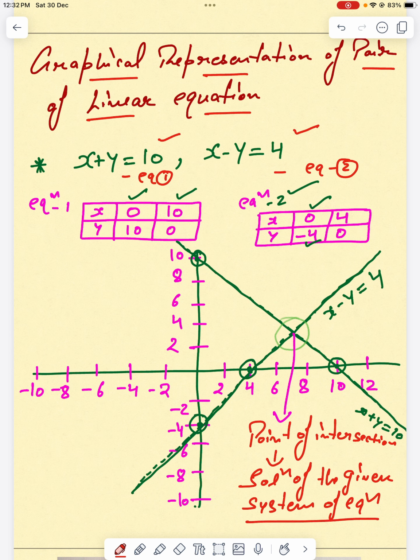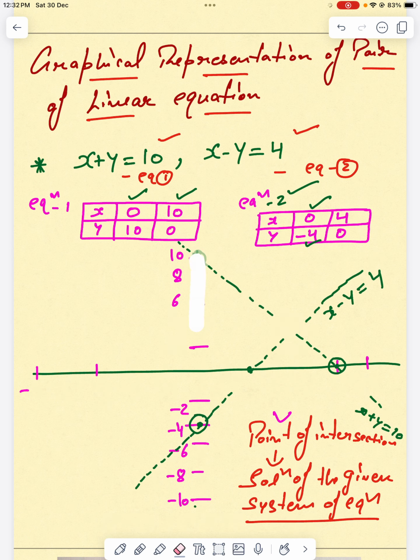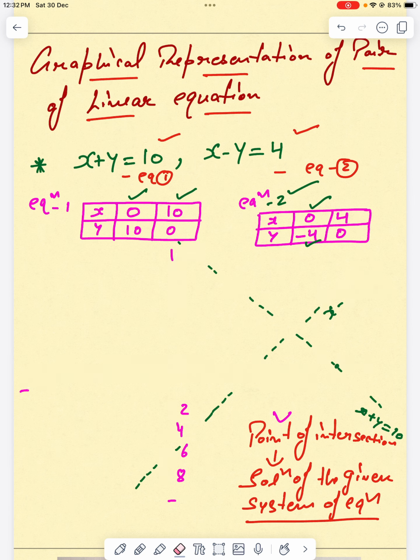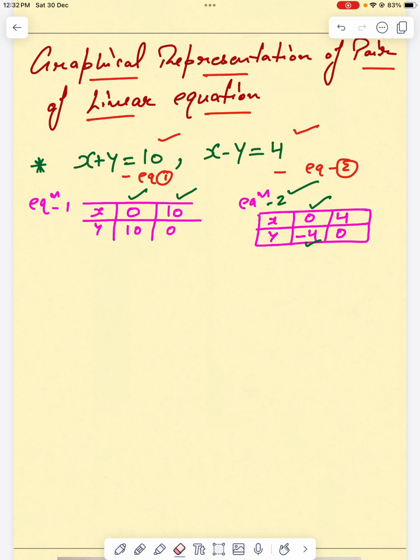So always remember, when any pair of straight lines intersect at any point, that point is the solution of the given system of linear equations, right? So we'll write it here. I will also show you the actual representation of this pair of linear equations on the graph paper. I will show you, just wait.